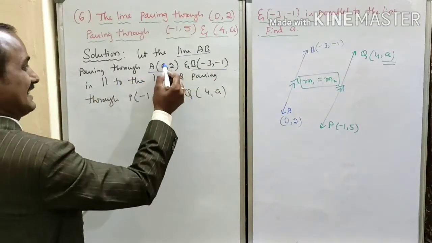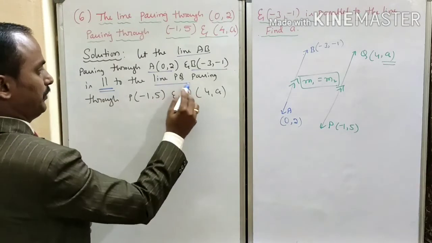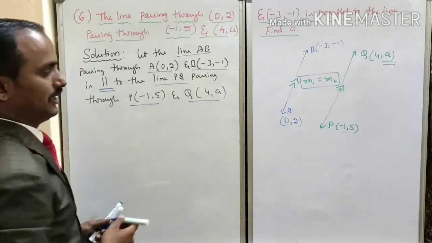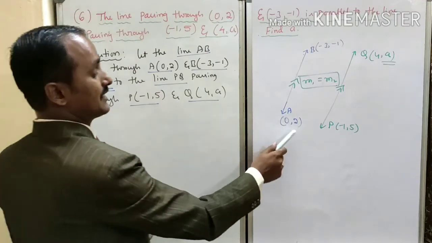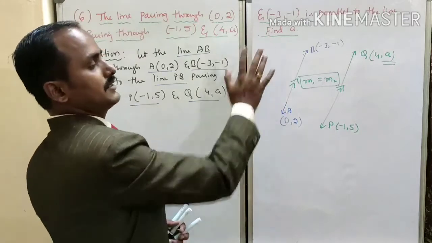This line AB is parallel to another line PQ. That PQ line is passing through P and Q. Understood? This rough diagram you should write down. After a long time, you will understand this solution easily.